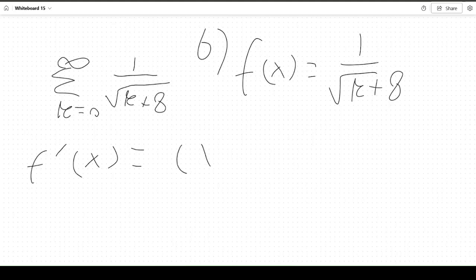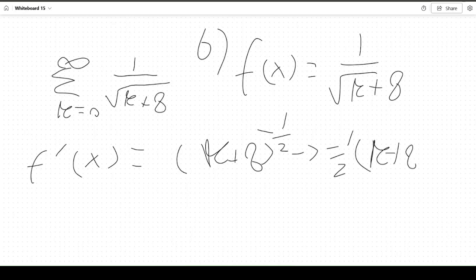It would be (k+8) to the -1/2. We can bring that down, so this would be like that. -1/2 minus 1 is equal to -3/2, and we can take the derivative of the inside, and that will be just 1, so we don't need to do anything with that. So this would be, we can bring down the k plus 8 to the bottom.